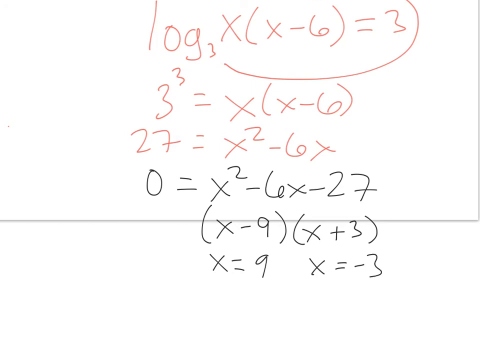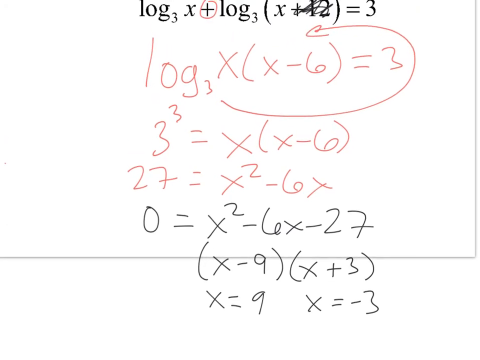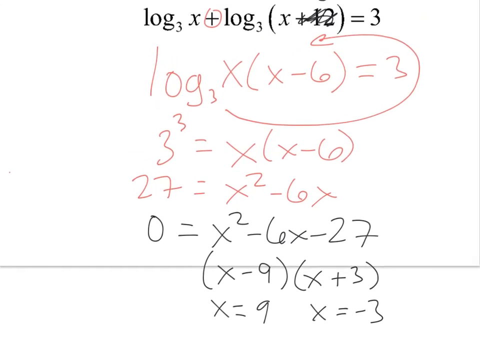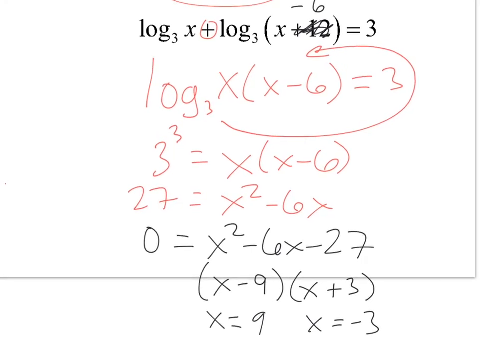Now we need to check some stuff before you wreck some stuff. You know what I'm saying? So 9, if I plug 9 into my original, which is up here, I get a log base 3 of 9. That's cool. And I get log base 3 of, well, 9 minus 6, positive as well. So I'm taking the log of positive numbers. That's good. If I plug in negative 3, however, I'm taking log base 3 of negative 3. I can't take the log of a negative number, so in this case, this does not work. If it doesn't work in any spot, it doesn't work.